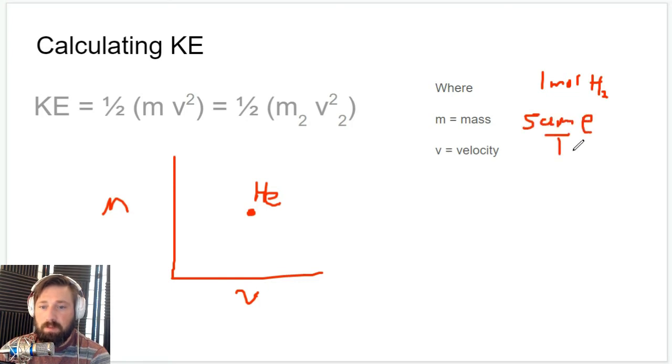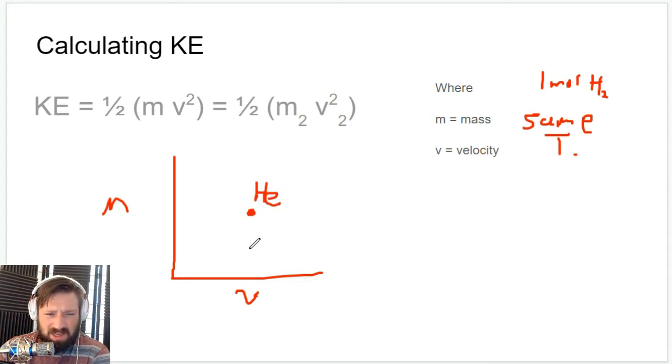Same temperature. Where would this be? So we can think about this kind of systematically. Okay, we need to know what's the mass difference. Is the mass of hydrogen gas larger or smaller? Well, for that, you can just look up on the periodic table. I can let you know hydrogen gas is about half that of helium. So it's about half that of helium.